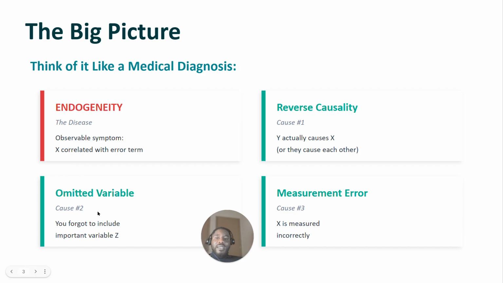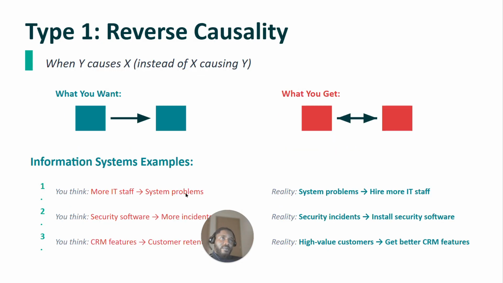And number three is the measurement error. This is when your X variable is measured incorrectly. So just like a doctor needs to identify whether your fever is caused by flu, an infection, or something else, you need to diagnose which type of endogeneity you have before you can treat it properly. Let's go to the next slide.